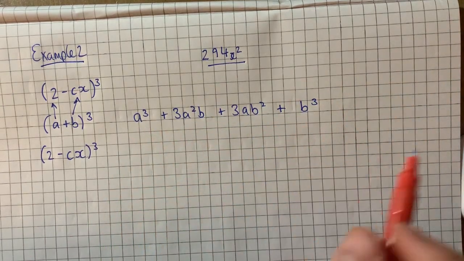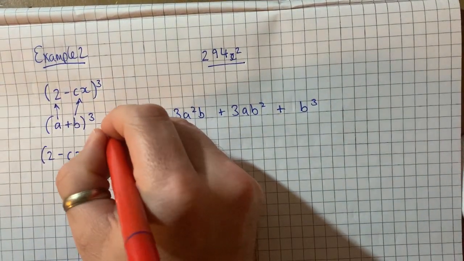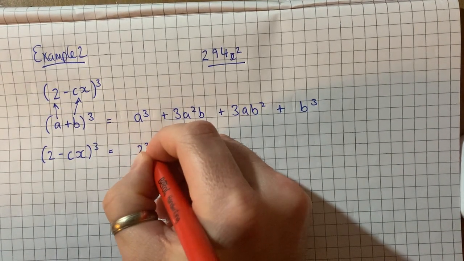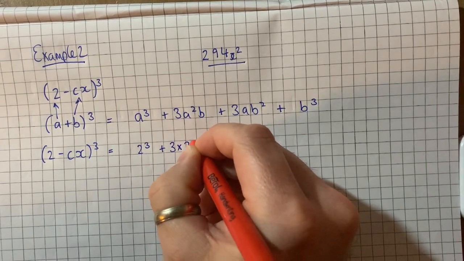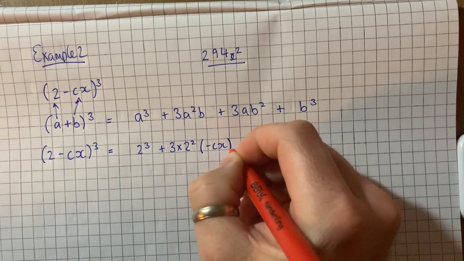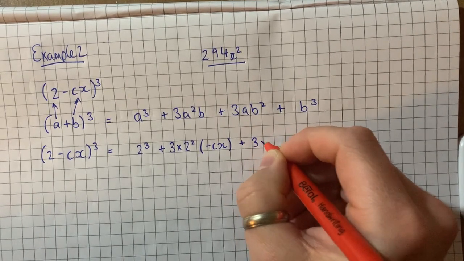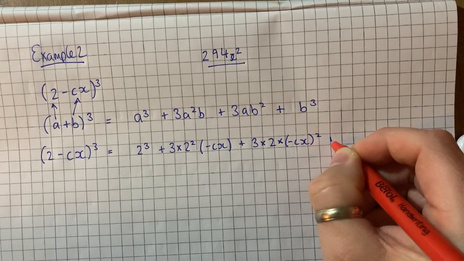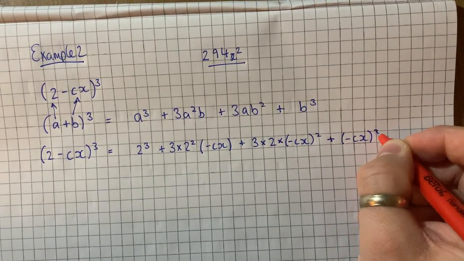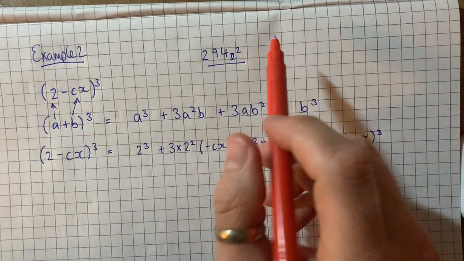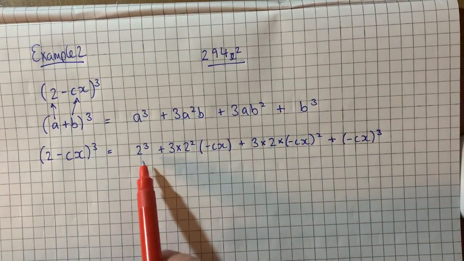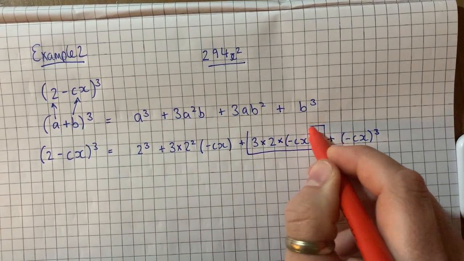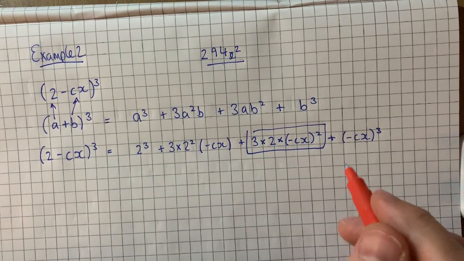So I don't actually need to do the whole expansion, but I will do, and you can spot the shortcuts you can make later. So that's 2 cubed plus 3 times 2 squared times negative cx plus 3 times 2 times negative cx squared plus negative cx cubed. Now in this question, we're only interested in the x squared part. Now if I look through this to see where the x squared is going to come from, well, it's here. So actually this is the bit I was only interested in.